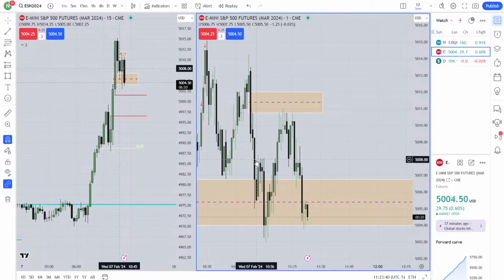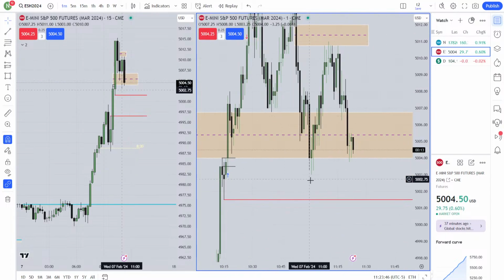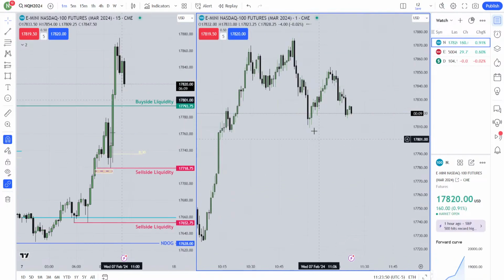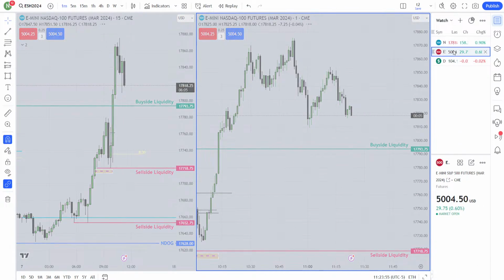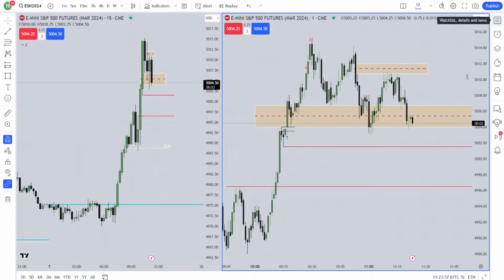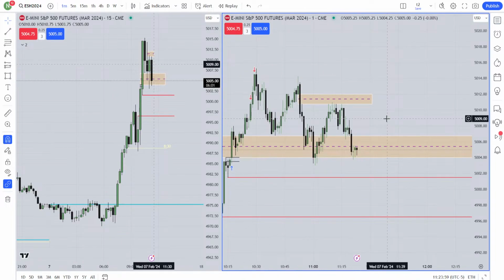So if you are talking about these two levels, this is also the same thing. So till now I didn't see any SMT, any lower SMT, I didn't see it.